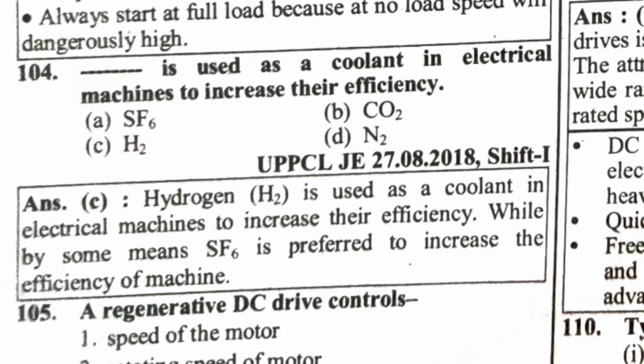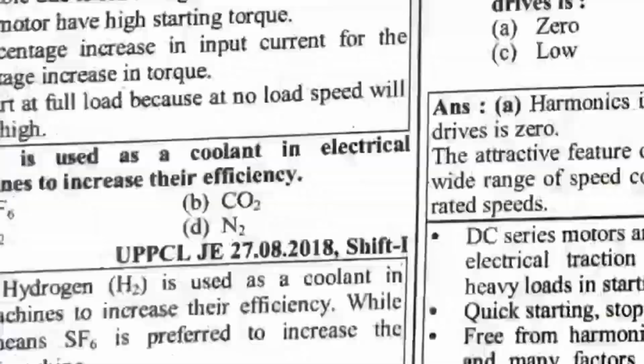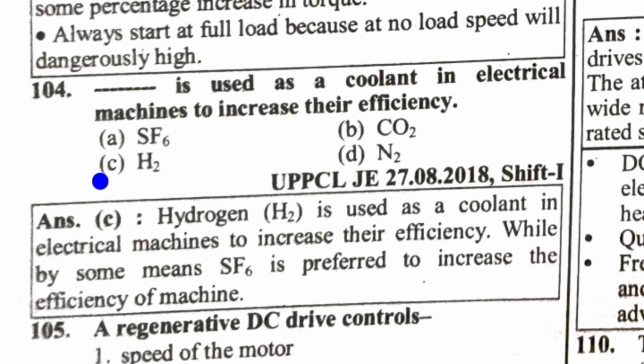Hydrogen is used as a coolant in electrical machines to increase their efficiency. H2. A regenerative DC drive controls speed of motor, rotating speed of motor, direction of rotation of motor. Which of the following is incorrect? रिजनरेटिव ड्राइव क्या कंट्रोल करता है? स्पीड, रोटेटिंग स्पीड, डायरेक्शन ऑफ रोटेशन कंट्रोल तो नहीं करता, तीसरा नहीं होना चाहिए। None of the above.